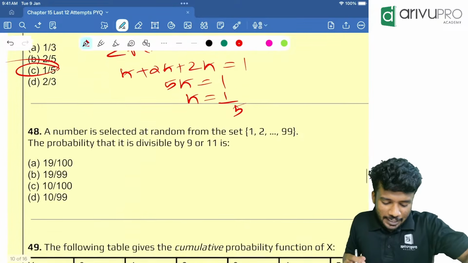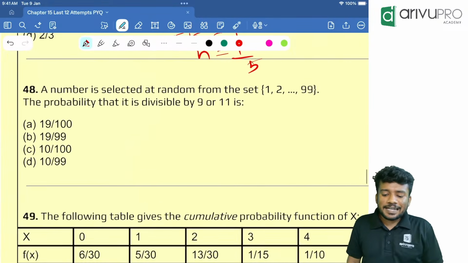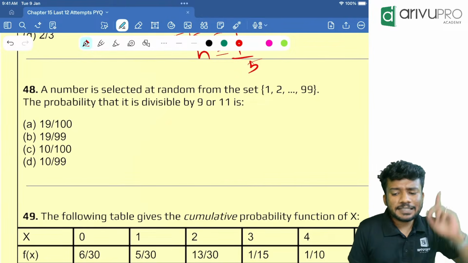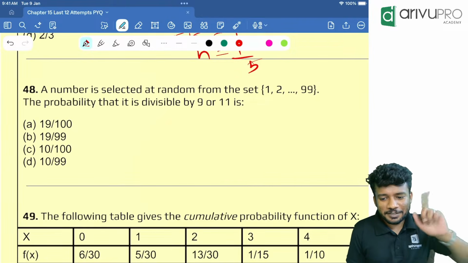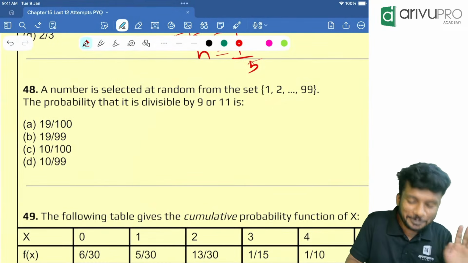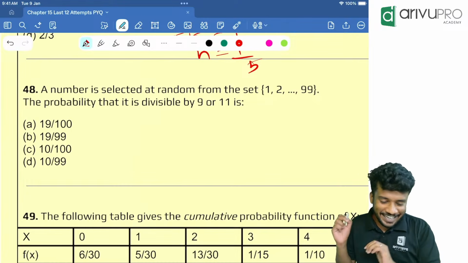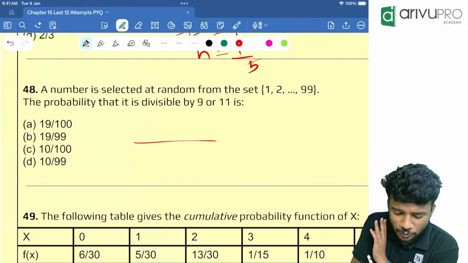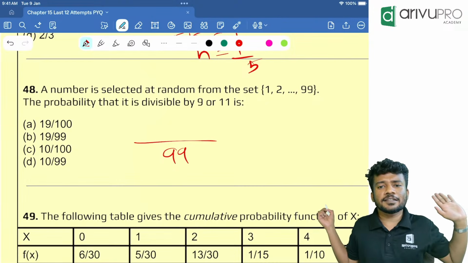Next one. A number is selected at random from a set of 1 to 99. Probability that, again repeat, people. 1 to 99 numbers are there. So what is our shortcut I told you? Right, 99 in the denominator.